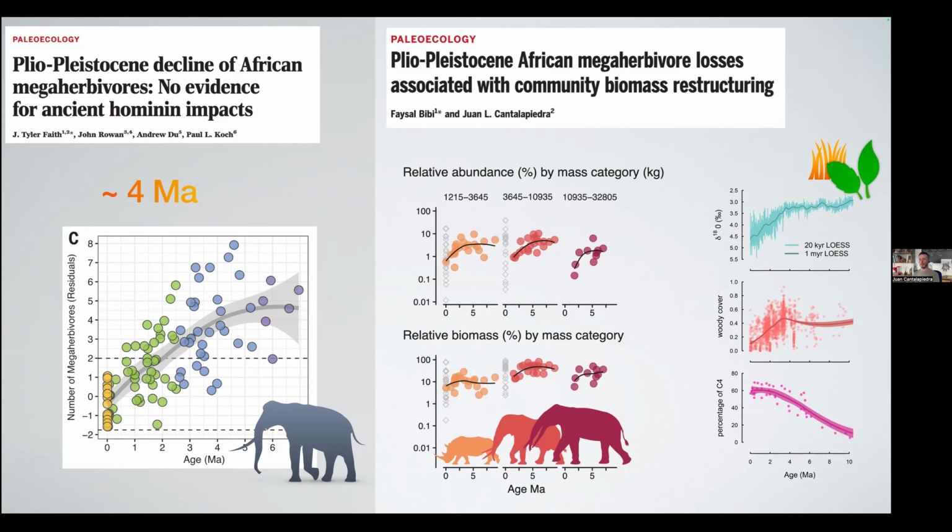And in a paper Faisal Bibi and I put together a couple of years ago, we wanted to look at this process, but instead of at the species level, at the individual level, looking at relative abundance and relative biomass of herbivore individuals in different localities. So each point there is a locality, but this is a taxonomy-free approach, and we saw that in the larger size categories, so basically everything above 1 ton, we see this decline both in abundance and in many cases also in relative biomass.